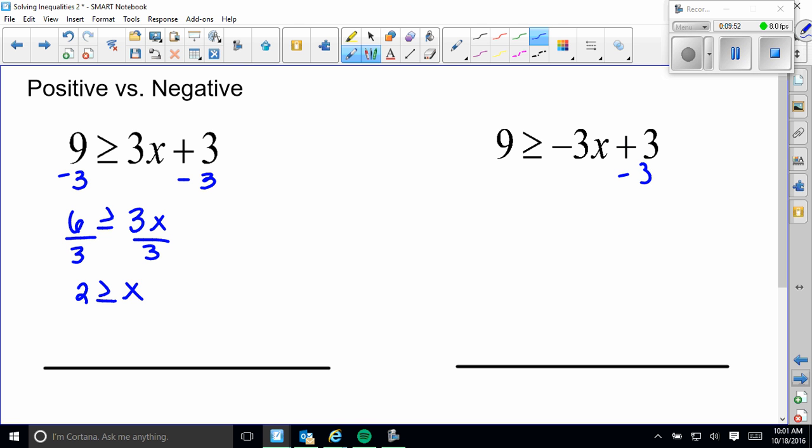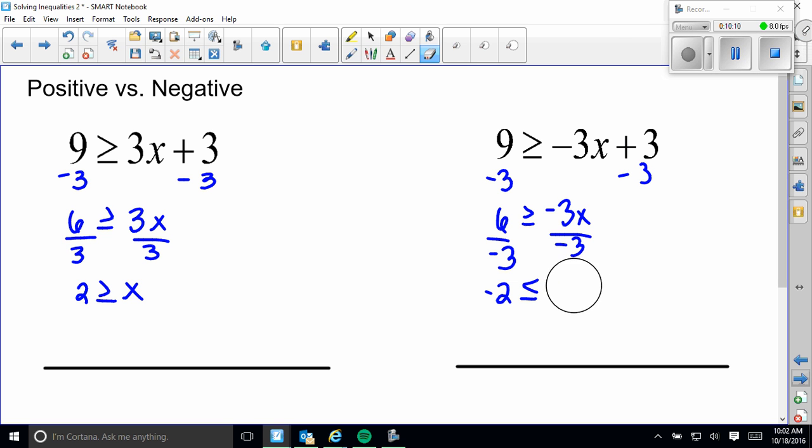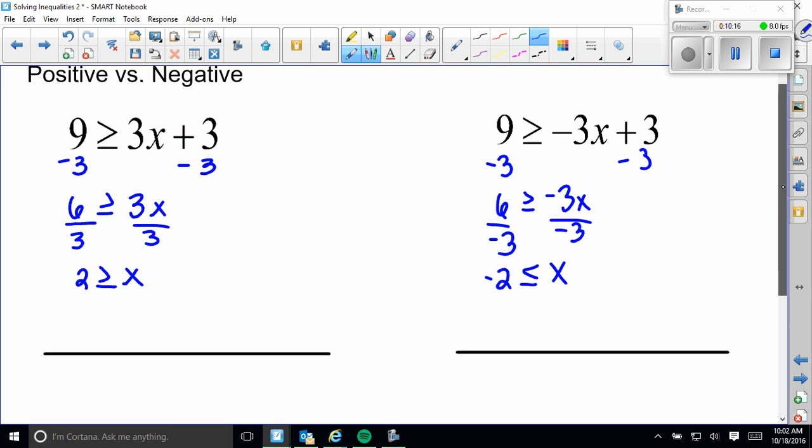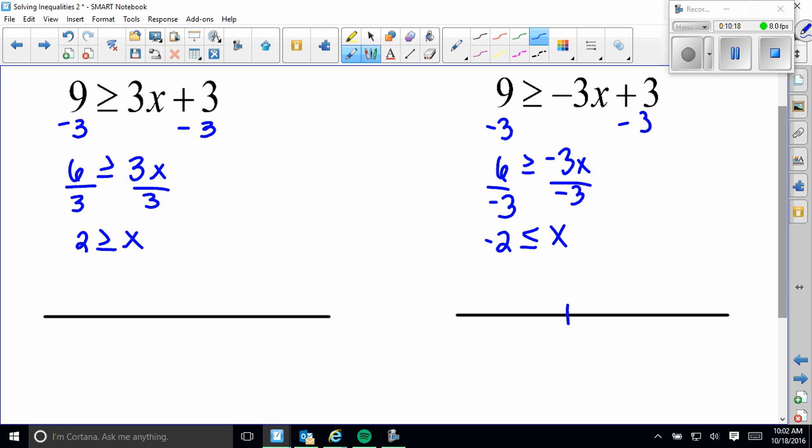Over here, since we're dividing by a negative number, we have to flip our inequality sign. So here, negative 2 is less than or equal to x. We're going to go ahead and graph those.